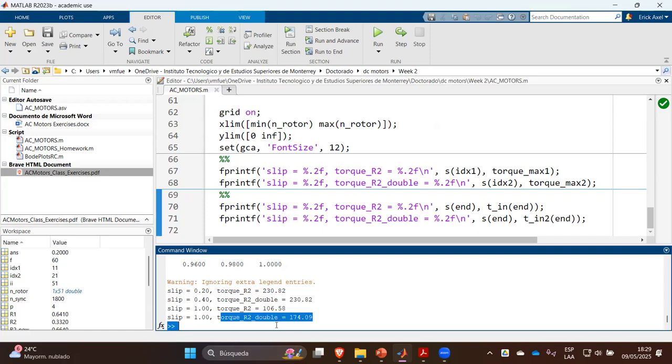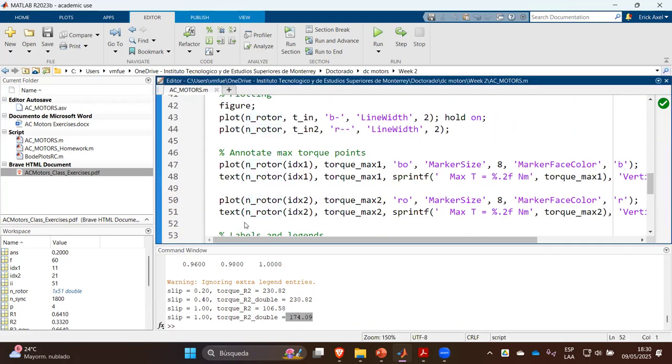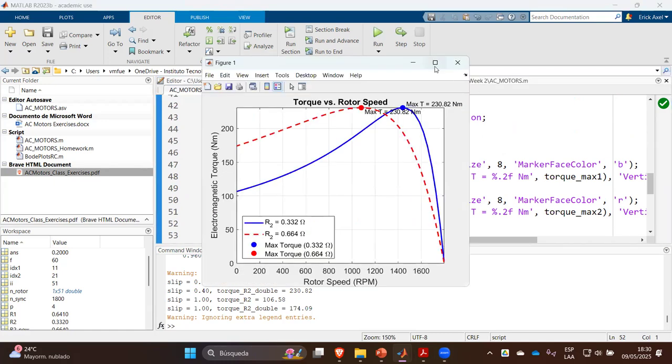When we double the resistance, we can see that the induced torque, that is the starting torque in this case since the slip is equal to 1, has changed. Now we have a greater starting torque when we double the resistance. Also, you can use MATLAB to analyze the curves that we plotted previously in order to obtain these values. You can use this code as a reference.